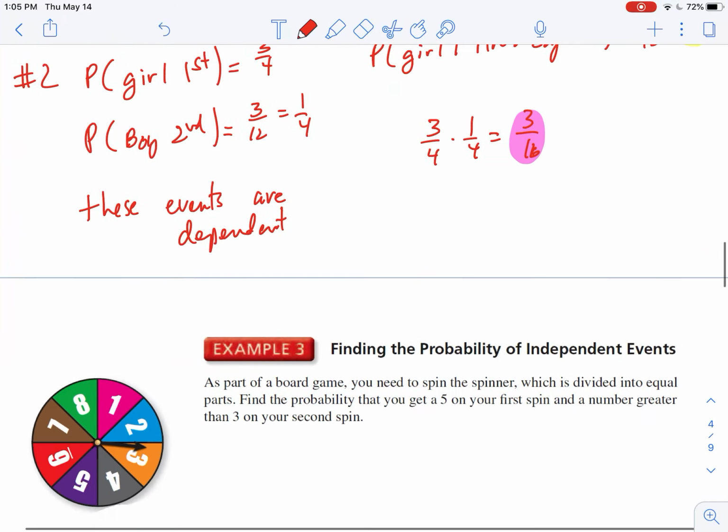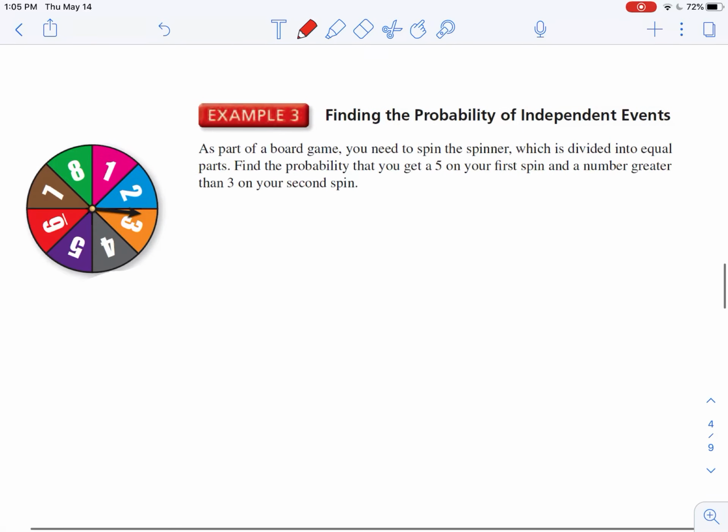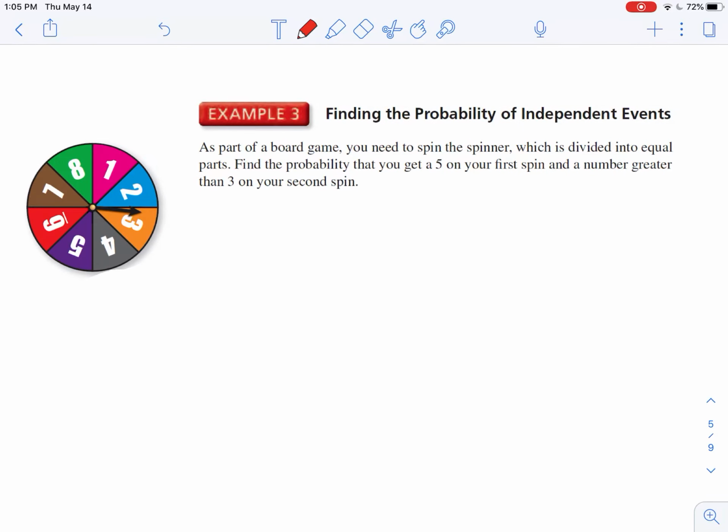All right, let's keep moving then. So now we're interested in finding the probability of independent events. If we know that 2 events are independent and we're looking to find them, then we just need to find their probabilities individually and multiply them out. Let's read through the scenario and see if we can figure it out.